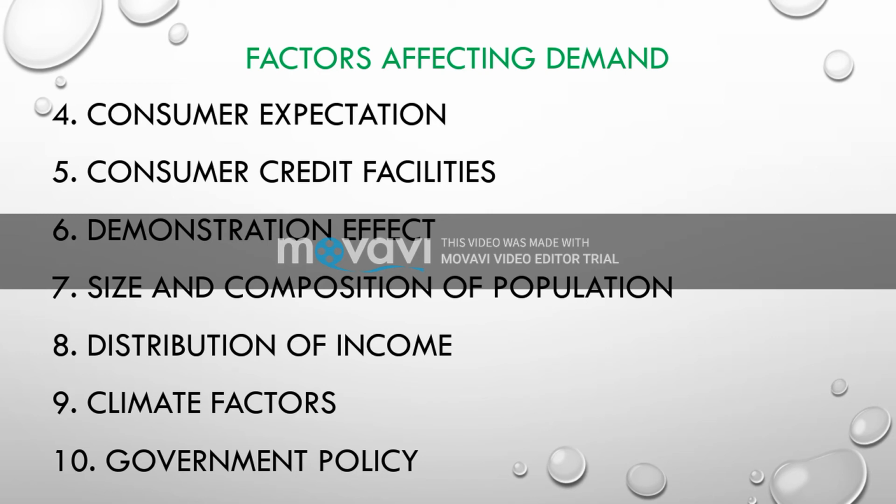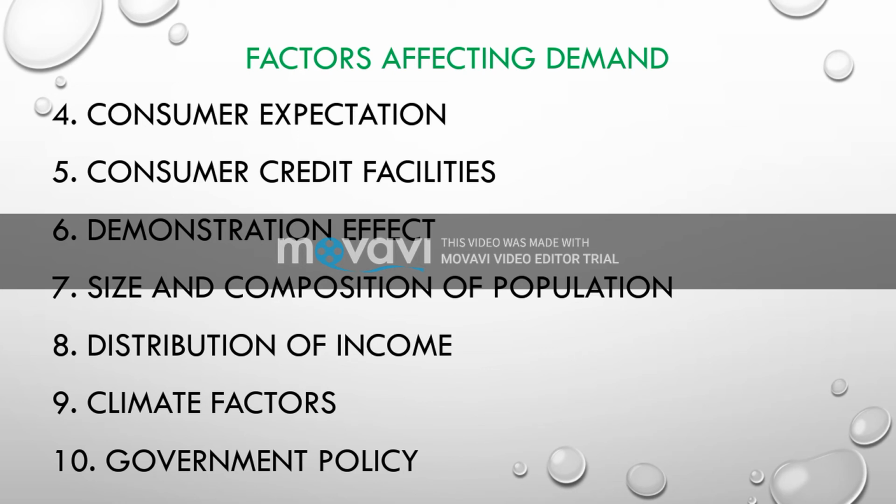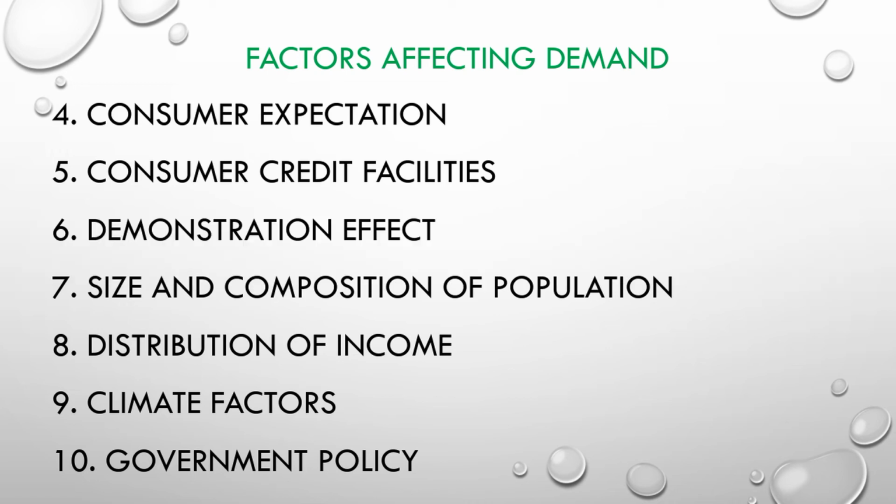Next determinant is size and composition of population. Market demand for a commodity depends on the size and the composition of the population. The population size of a country determines the number of consumers. The larger the population, the larger is likely to be the number of consumers. An increase in the size of population will increase the demand for the commodities or vice versa.